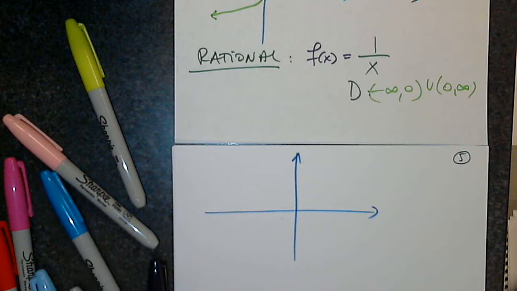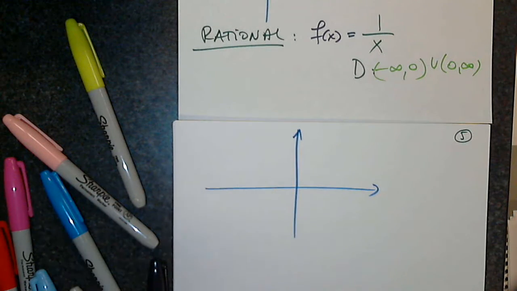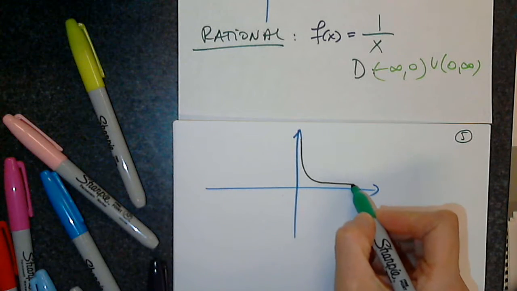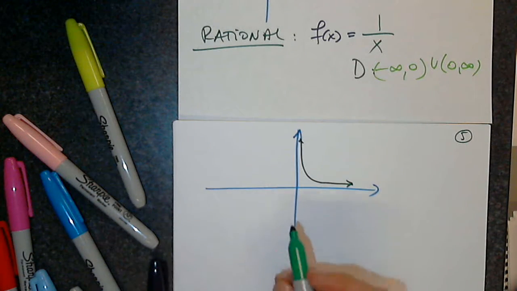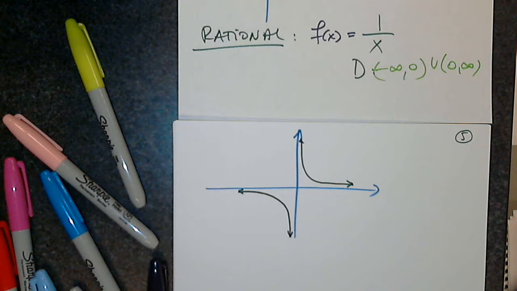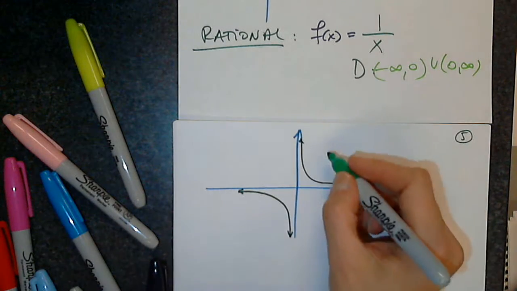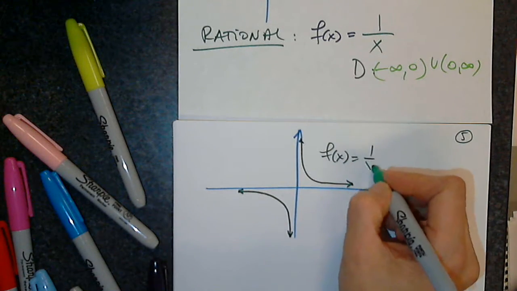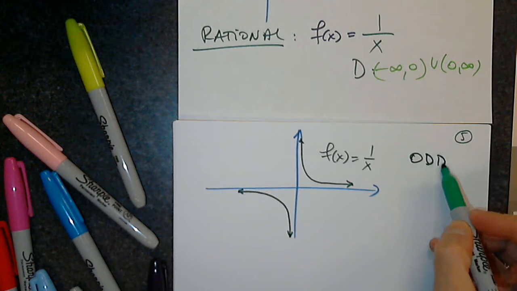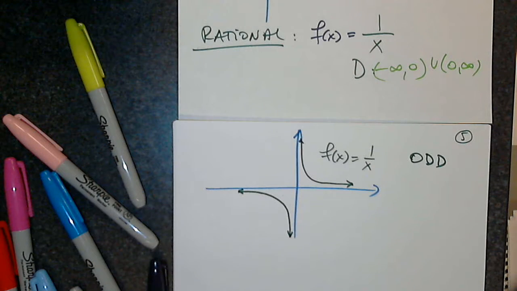Just for you to see it the first time. Here's the graph. It does not touch the x and the y axis. So this is f of x equals 1 over x. Odd, even, or none of the above? Very good. Symmetric with respect to the origin.